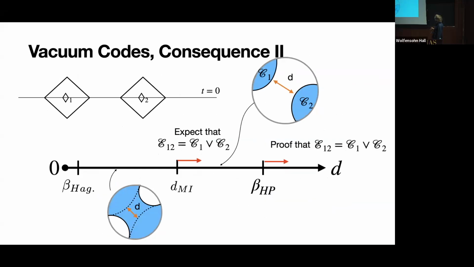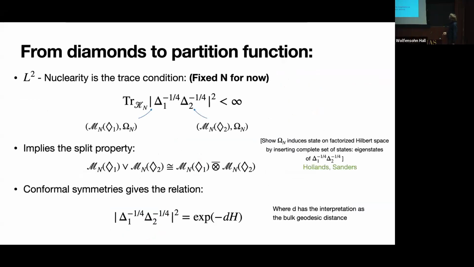Yeah. We managed to prove the entanglement wedge is additive over here. Over here, we haven't proven it. Maybe there's some other methods that let you prove it. Okay, so now where does this come from? Where is this relation between partition functions and diamonds coming from?